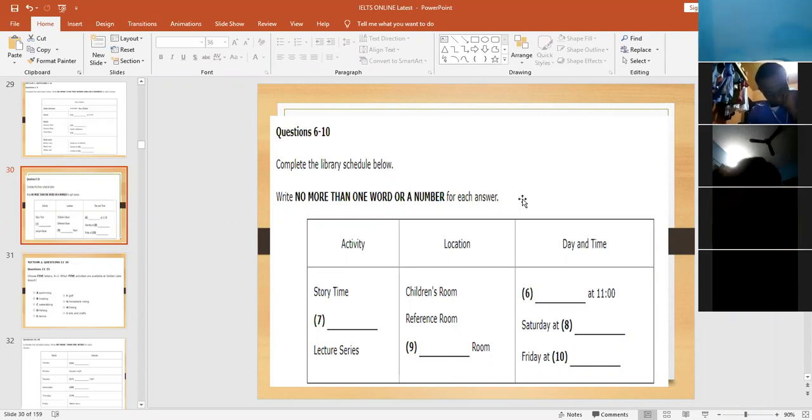Let's talk about our activity schedule. Okay, so it's going to talk about the activity schedule now. So you have 30 seconds. These are the activities. These are the locations. This is the date and time. Answer questions 6 to 10.